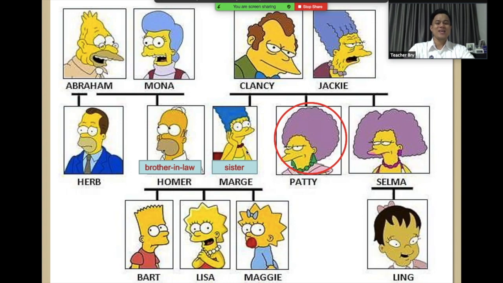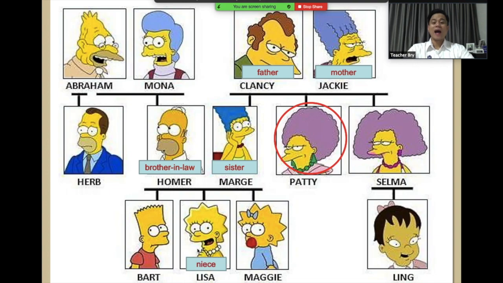So Patty and Marge are sisters, right? And the husband of her sister is Homer. So Homer becomes her brother-in-law. Very good. I hope you got that. And Patty's father is Clancy, and of course, her mother is Jackie.